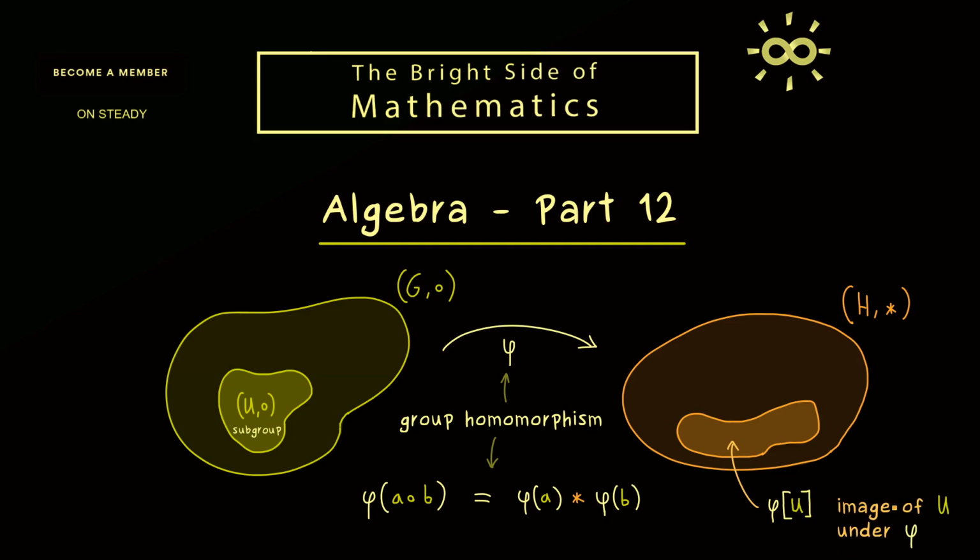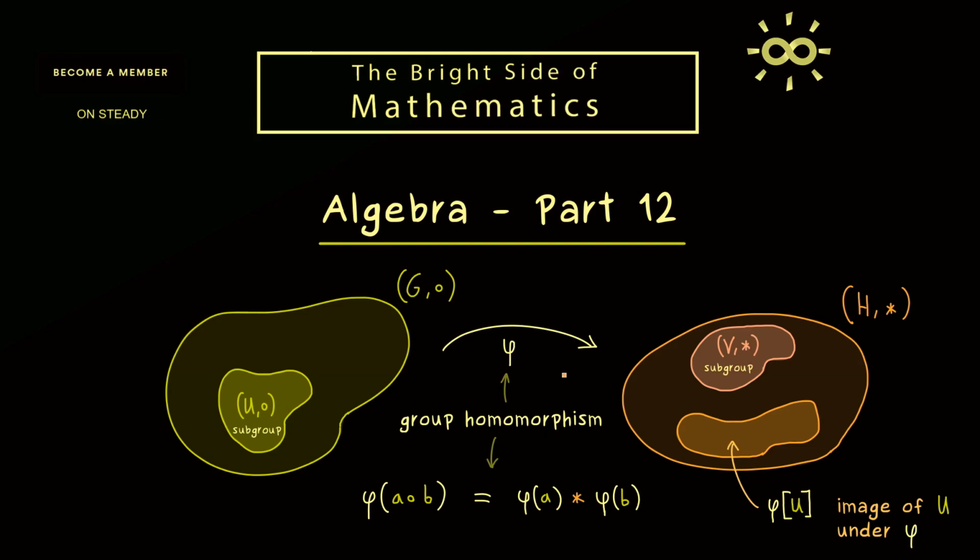So this image here is well defined as a subset in H, but now we have the natural question: is this image also a subgroup in H? And I can already tell you, exactly this we will prove in this video. Moreover, I also want to go from the right hand side to the left hand side, which means we could also consider a subgroup in H here. This means we have a subset V here with the same binary operation.